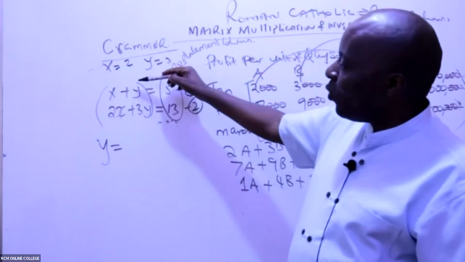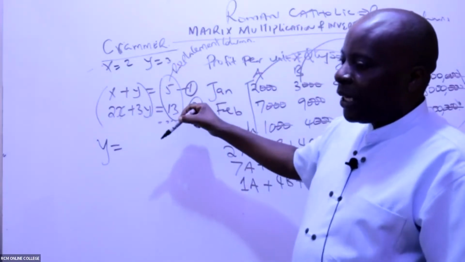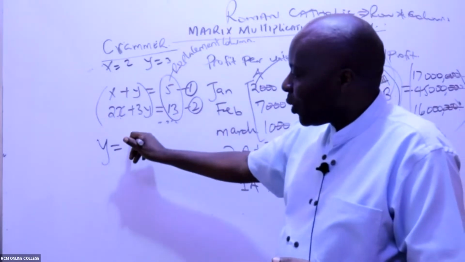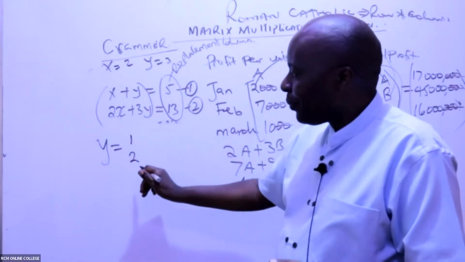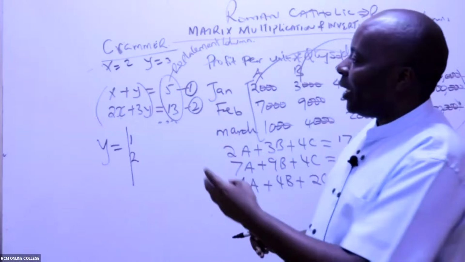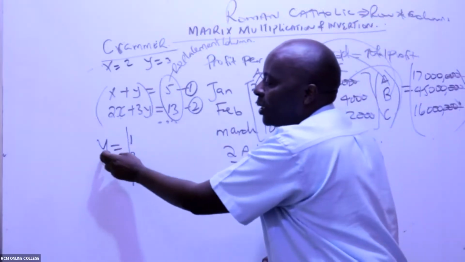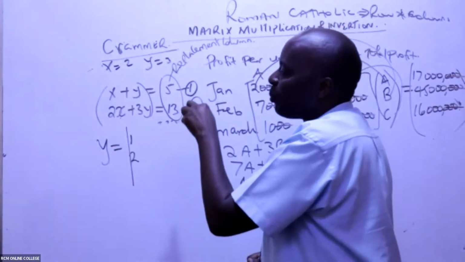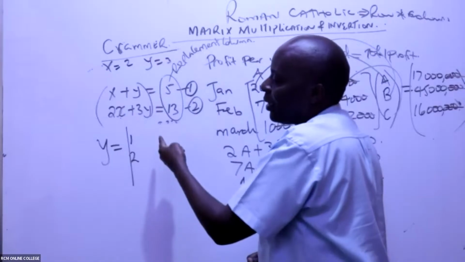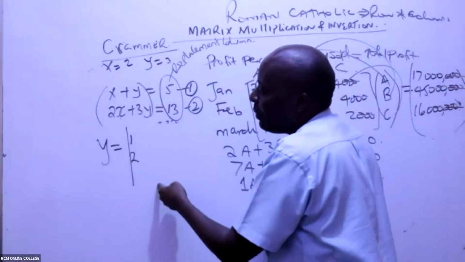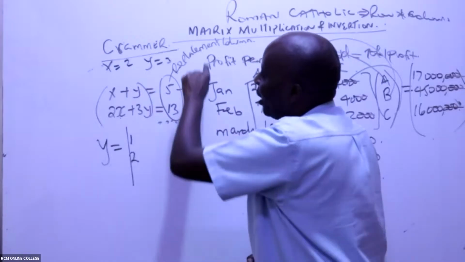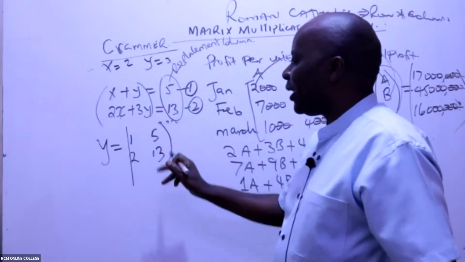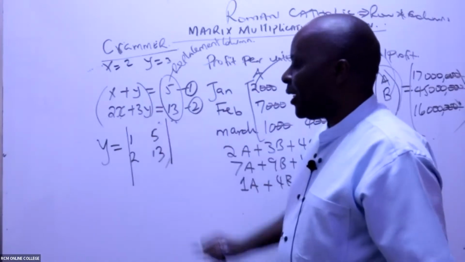You can see the column of y is column number 2. So I don't have a problem with column x. Column x is the first one, so we have here 1 and 2. Now we look at the second column, which is y's column. Because y has come here, the y column must be buried. In its place, we shall have the replacement, 5 and 13.